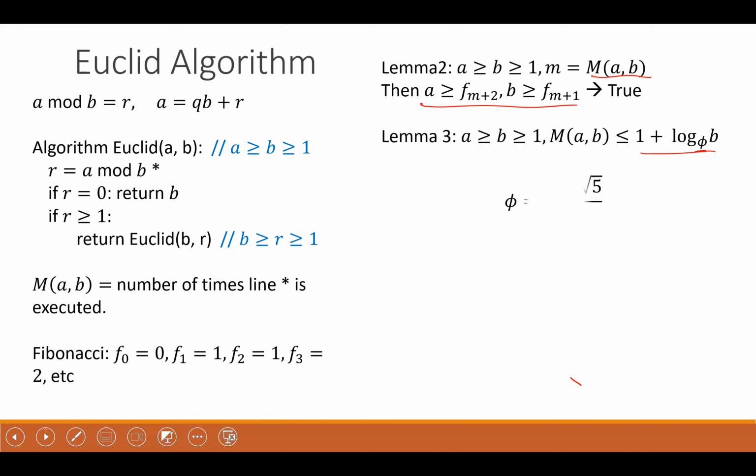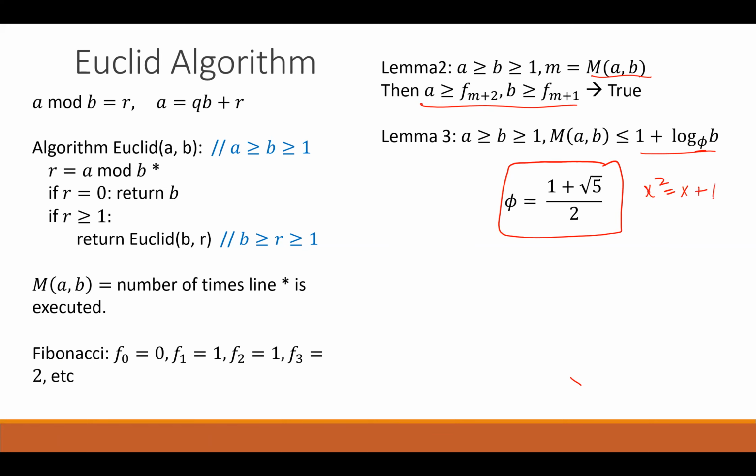But if you recall from our work on the Fibonacci sequence, the closed form of the Fibonacci number used one of the roots, or both of the roots, to x squared equals x plus 1. So this is a value for x that makes this true. And we're going to use that to bound the runtime of Euclid. This is approximately 1.6 something, something, something.